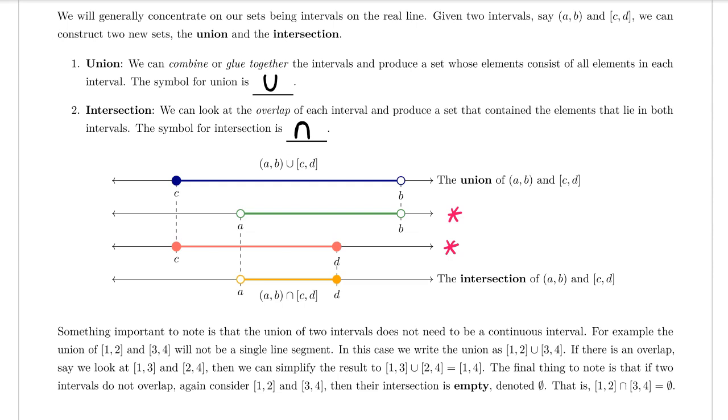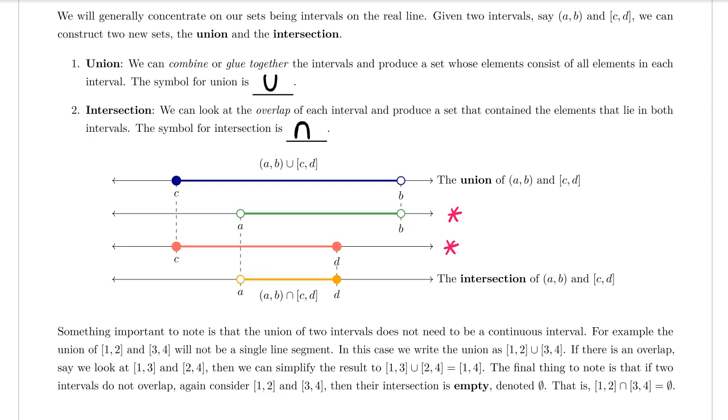So let's look between these two sets in the green and red. This does not contain A, so since it's not in A, it cannot be in the intersection, which is why we have an open circle there. But D, this value here, is in both sets. It's shaded in both the red and the green line, so it must belong in the intersection, and that's why we have a closed circle on the yellow line.